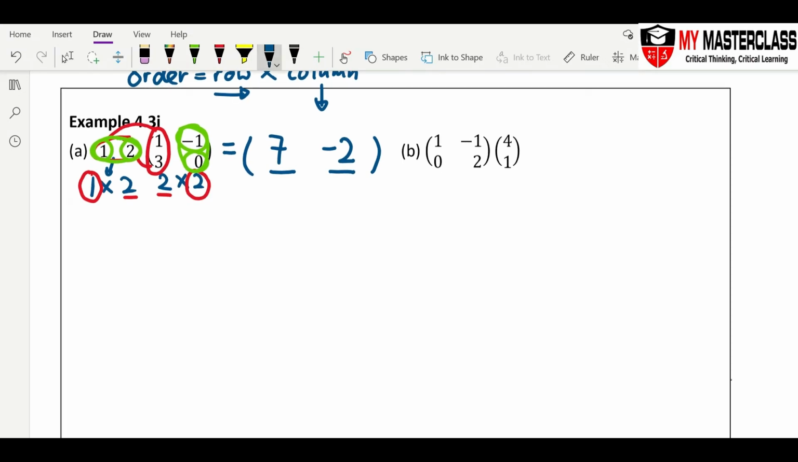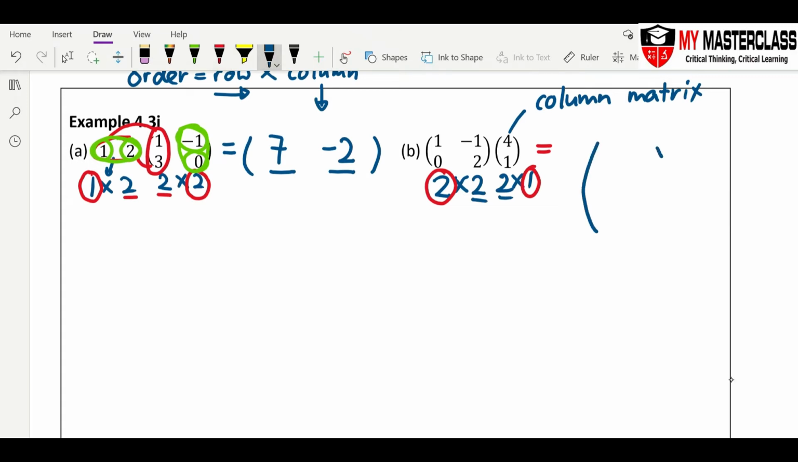So next, this is a 2 by 2 matrix. 4 and 1 here is a column matrix. The column matrix is usually the second matrix. This is a 2 by 1 matrix. The middle 2 tally, and my result matrix is 2 row 1 column. How does a 2 row 1 column look like? It is this: 2 rows, 1 column, there are 2 of them.